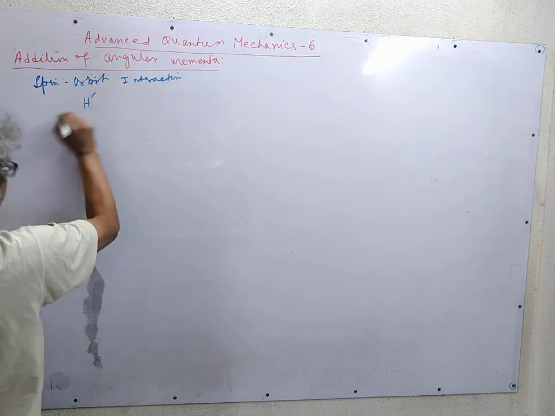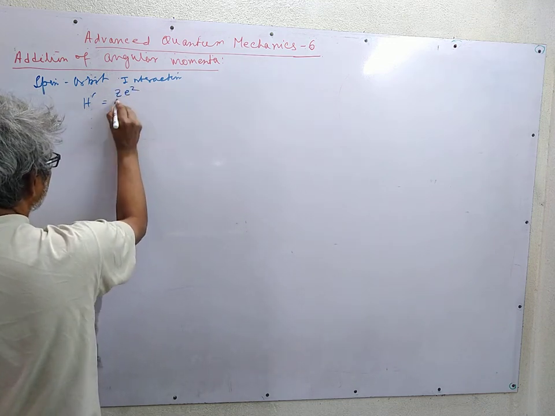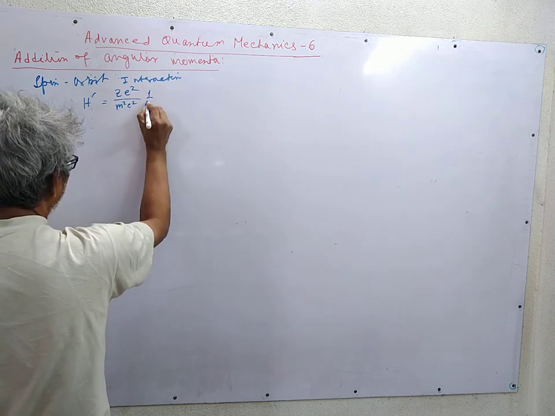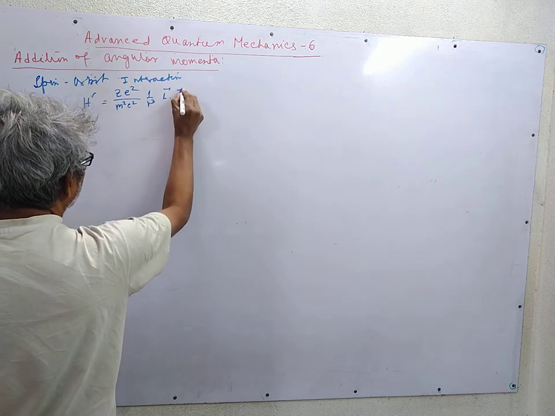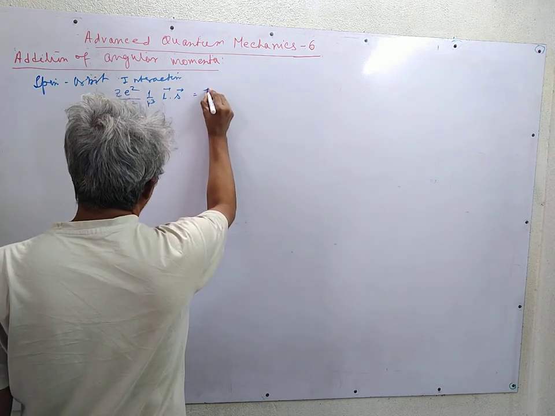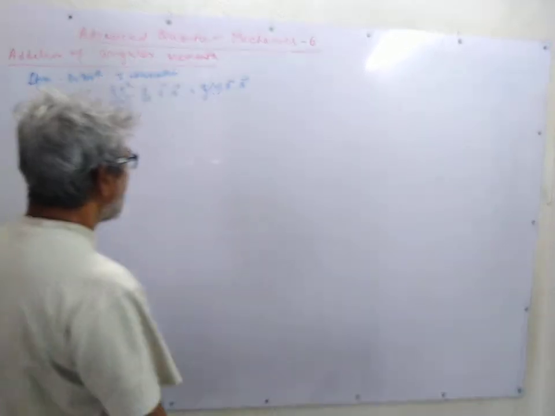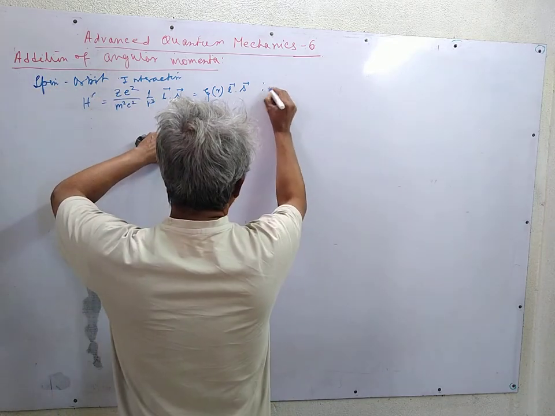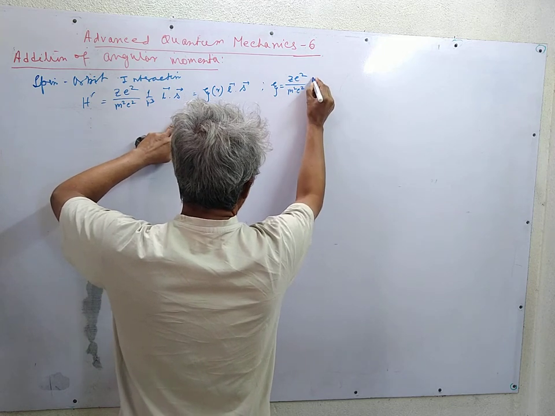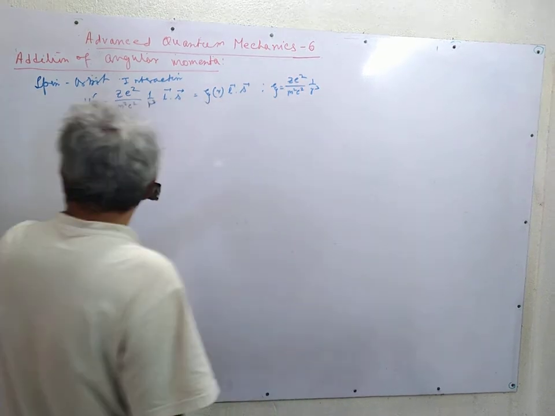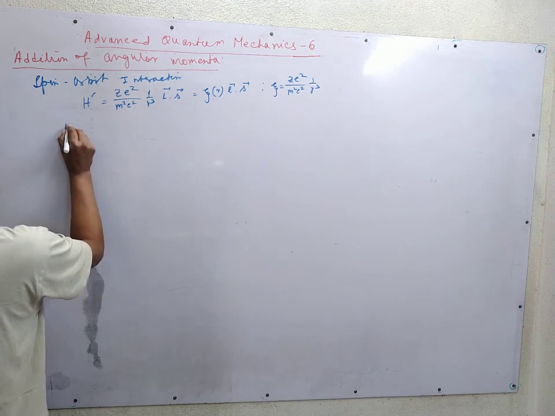Here the additional Hamiltonian is some constant, Z e square by m square c square, times 1 by r cube, L dot s. We write it as some part xi of r times L dot s, where xi is the part Z e square by m square c square times 1 by r cube.